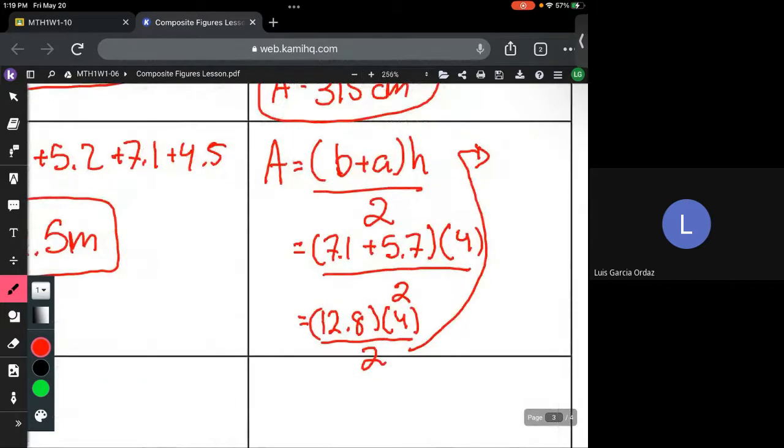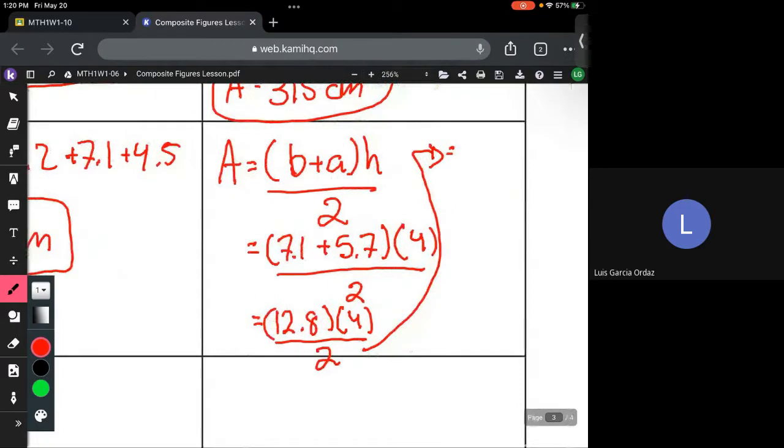Sean, can you do 12.8 times 4 divided by 2? Yeah, 12.8 times 4 divided by 2. 25.6. Let's see if Siri got that. There we go. Did Siri tell you the units? No, I didn't even say the unit. It's 25.6 meters squared.